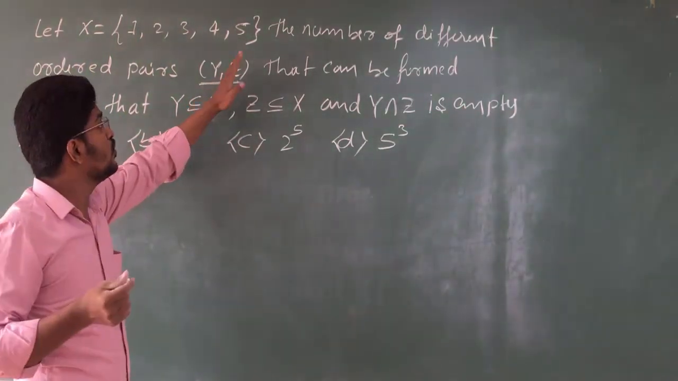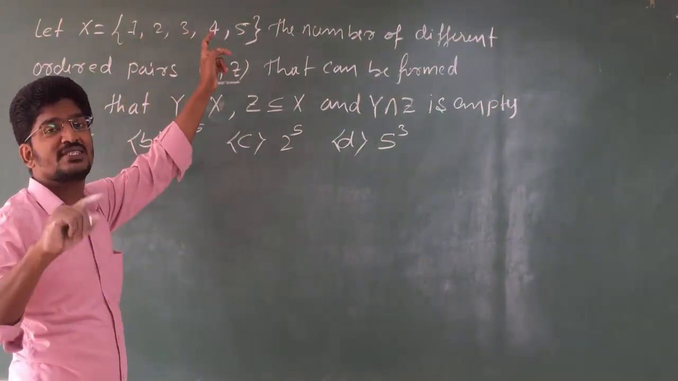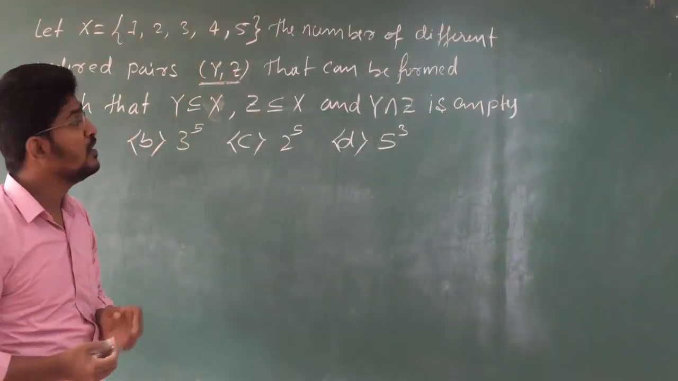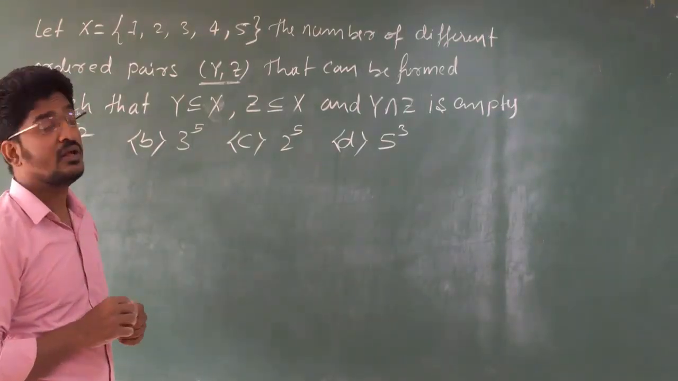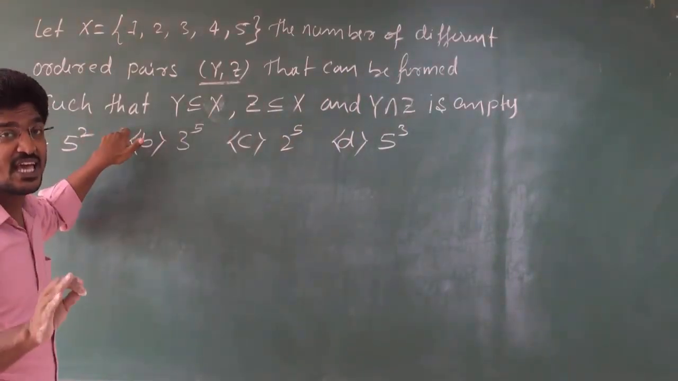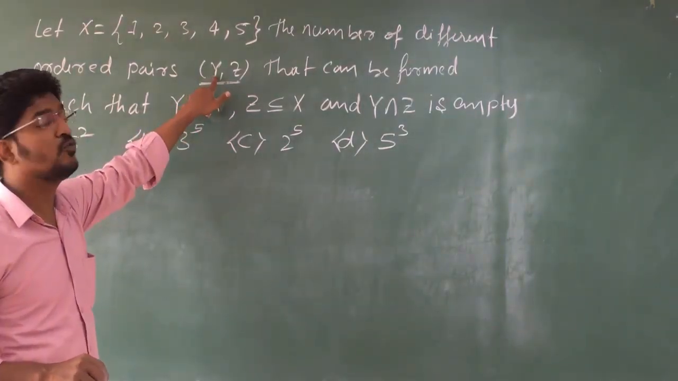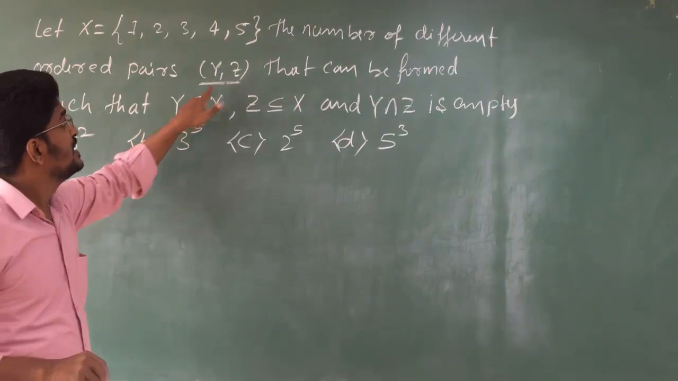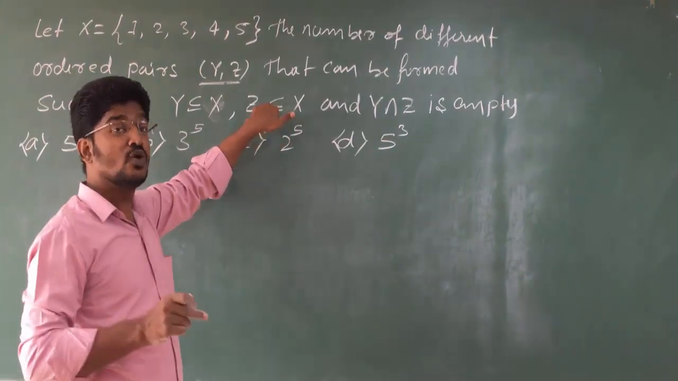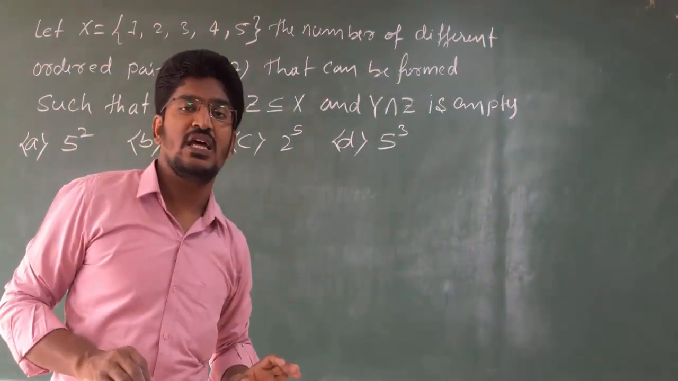But if they ask only this much, it was very simple, because if you make a cross product of X cross X, you get the total number of ordered pairs. But they are giving a condition. What is that condition? The ordered pairs can be formed such that Y must be a subset of X. The element of Z must be a subset of X. Are you getting my point? Also, the intersection of Y and Z must be empty.